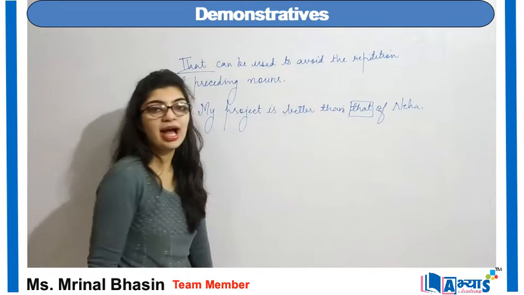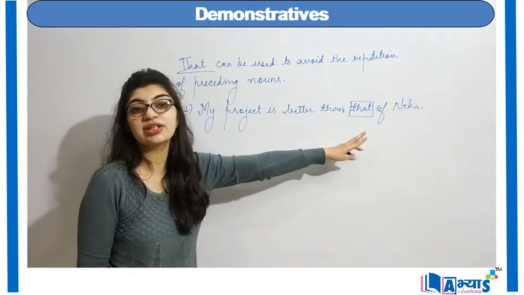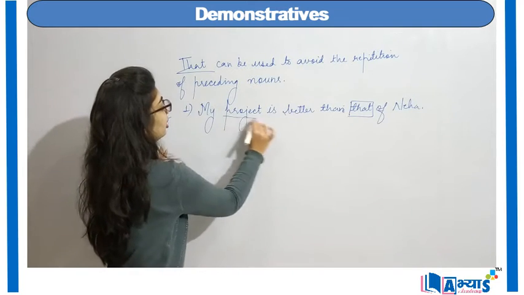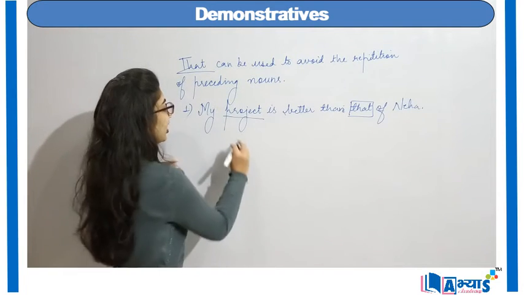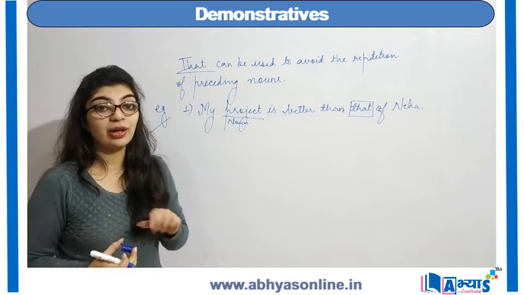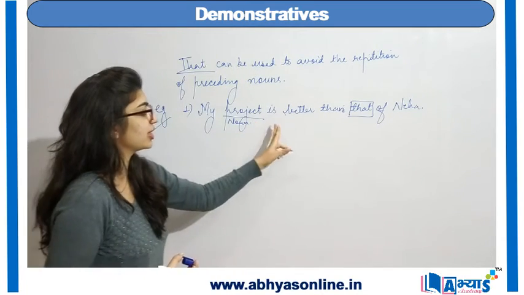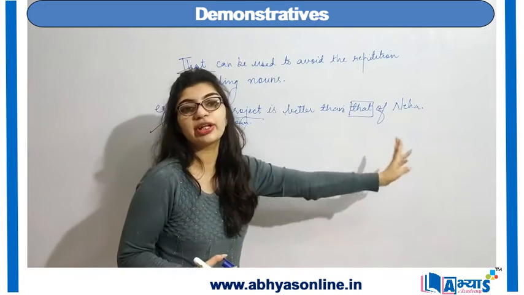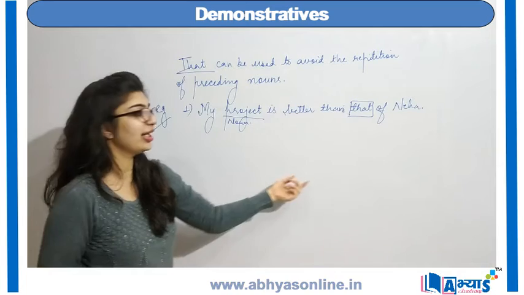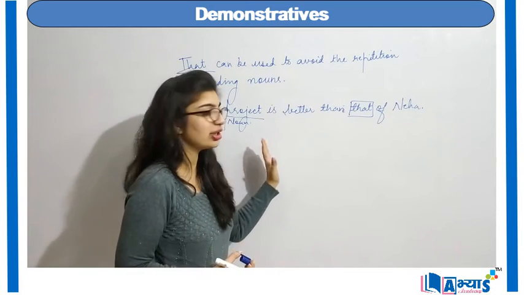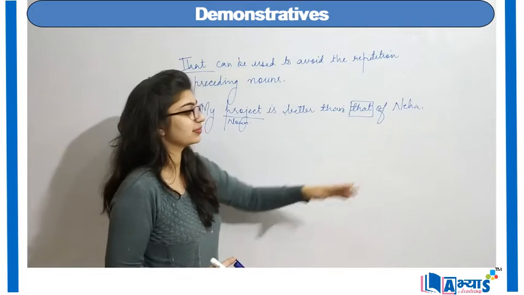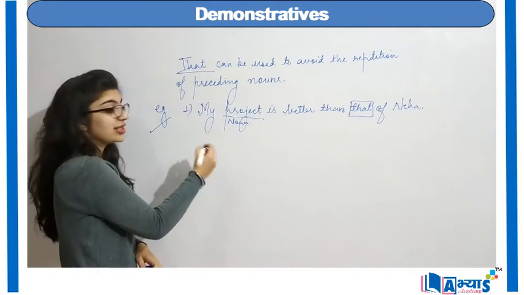Now here I am making use of my demonstrative that in order to avoid the repetition of the word project. Here project is a noun. Otherwise I would have said my project is better than the project of Neha. So instead of using the noun again, I have avoided the repetition and I have made use of the demonstrative that. Let me explain with another example.